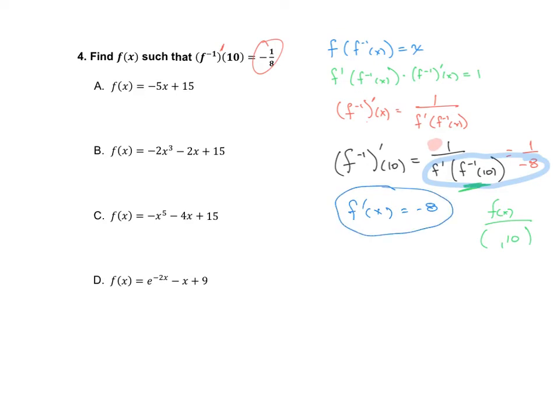We need to check, are there f of x's that equal 10 that also have derivatives that equal negative 8? And we're just going to go through and check those. We're going to check both conditions for each of these things and see what happens. If you have a better way of doing it, please let me know, because I'd love to see it.